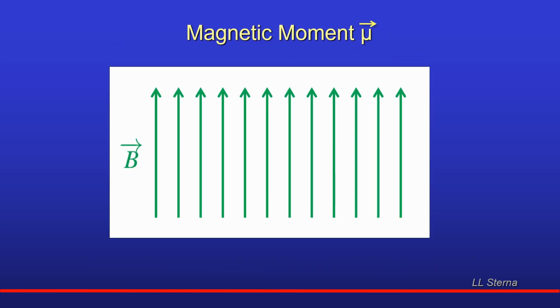I want to introduce a new term called the magnetic moment. For this quantity, I use the Greek letter mu with an arrow on top to indicate that it is a vector.